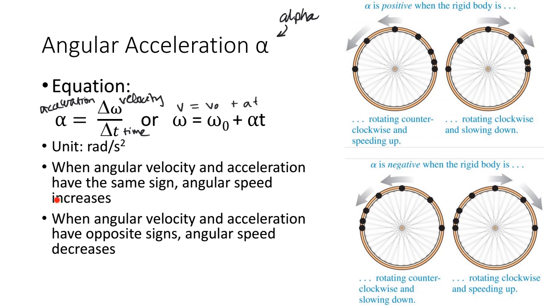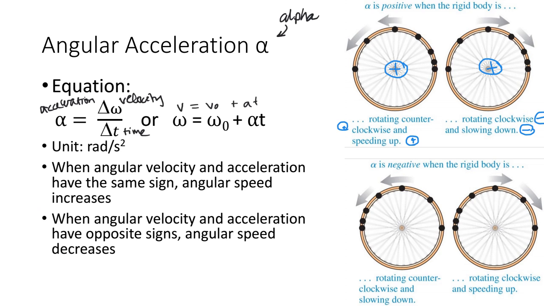Here's what's up with the direction of angular acceleration. When an angular velocity and acceleration have the same sign, the speed will increase. For example, if you look at these two objects here, this one is moving forward or rotating counterclockwise and speeding up. These are the same sign, positive and positive, which gives a positive angular acceleration. Whereas if you're moving backwards or rotating clockwise and you're speeding up, these are the same sign and they're both negative, which means that your acceleration is also positive because two negatives make a positive.